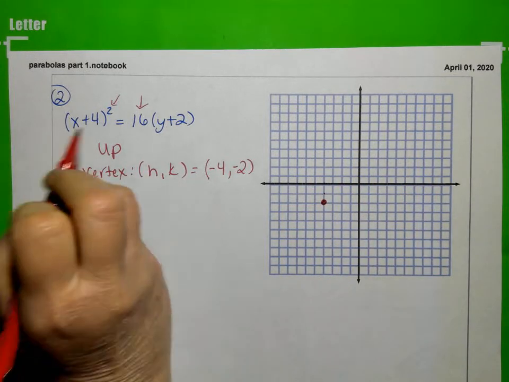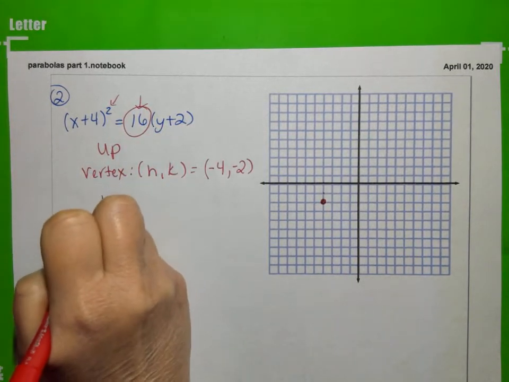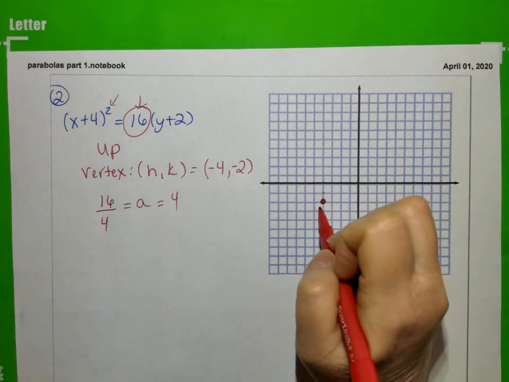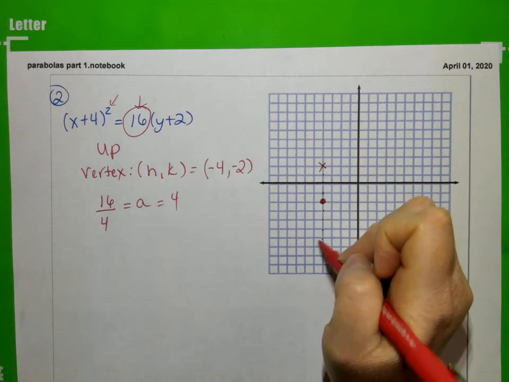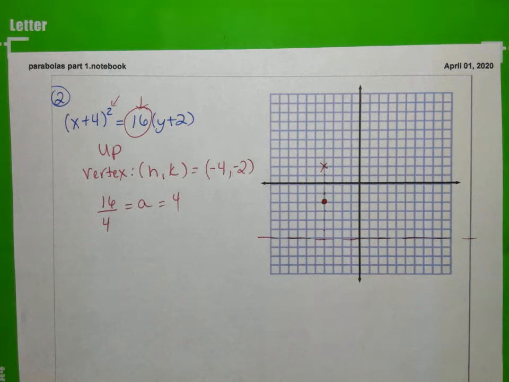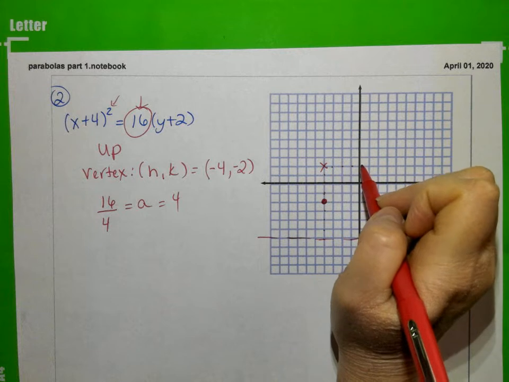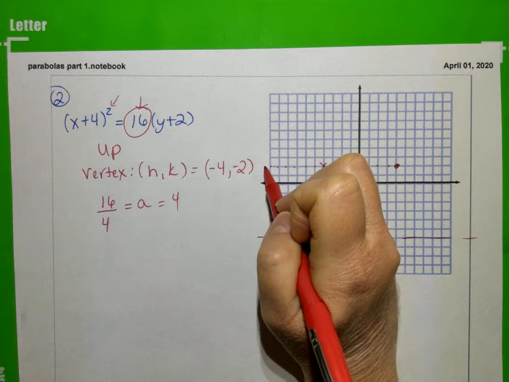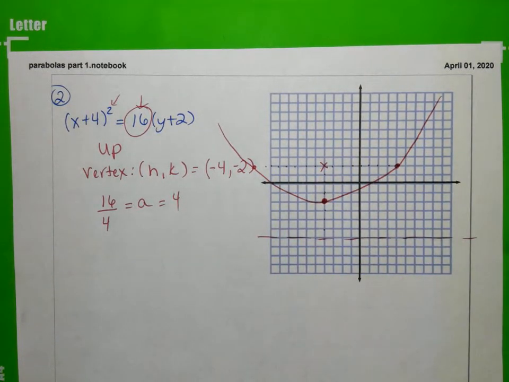I know it opens up. I take the number in front, the 16. It's positive, so I divide it by +4. I get A. A is 4. So 4 units up, 1, 2, 3, 4, will give me my focus, and 4 units down will give me my directrix. Once I have them in place, 2 times 4 is 8, so 1, 2, 3, 4, 5, 6, 7, 8, and 1, 2, 3, 4, 5, 6, 7, 8, looks like this. And there it is. Not so horrible.